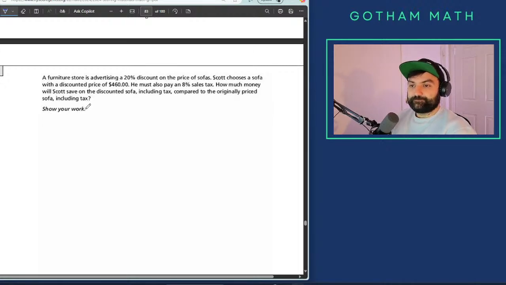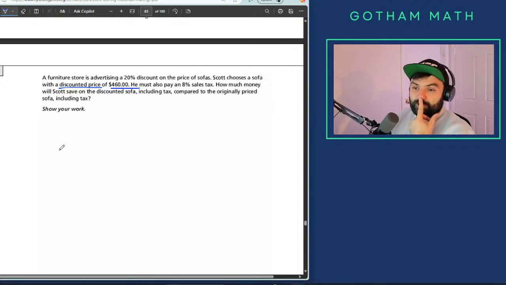Okay. Comparing. All right, so how much he'll save. So there is a 20% discount on the sofa, and we already know the discounted price, right? So the discounted price that was after the 20% has been taken off the price, right? Because they say discounted price. So in order to find, maybe we can find the original price first.